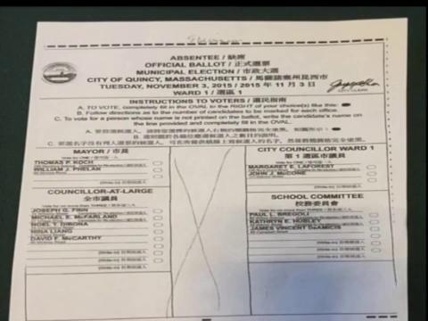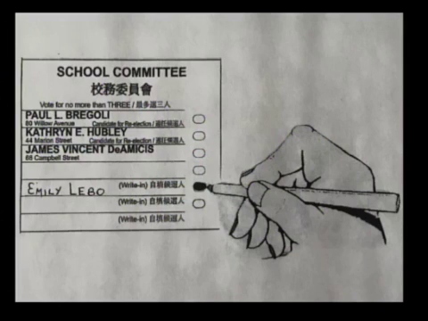The bottom right-hand part of the ballot is where the school committee section is located. And on this particular ballot, there are 3 names on it, with an area down the bottom that has a place for a write-in candidate. And here we can see that we have Bergoli, Hubley, and Domitius, and someone's writing in Emily Lebo and filling in the circle.